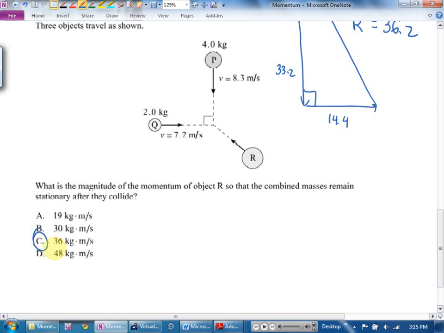How else could I ask this? Instead of asking the magnitude, I could have just said, at what angle? What direction? Okay, so you wouldn't do the Pythagoras, you'd do the trig. I think tangent would get you an angle. Or, if I wanted to make a good written question, tell you the mass of object R, and find the velocity.